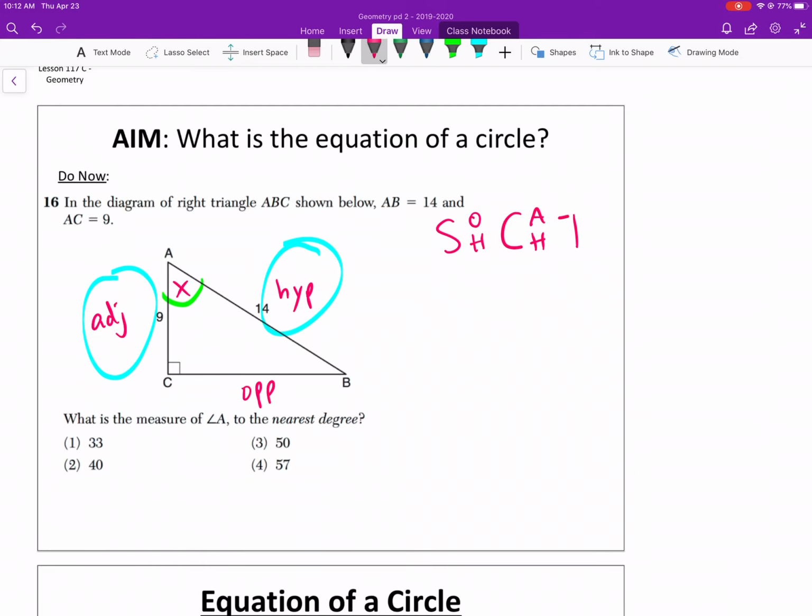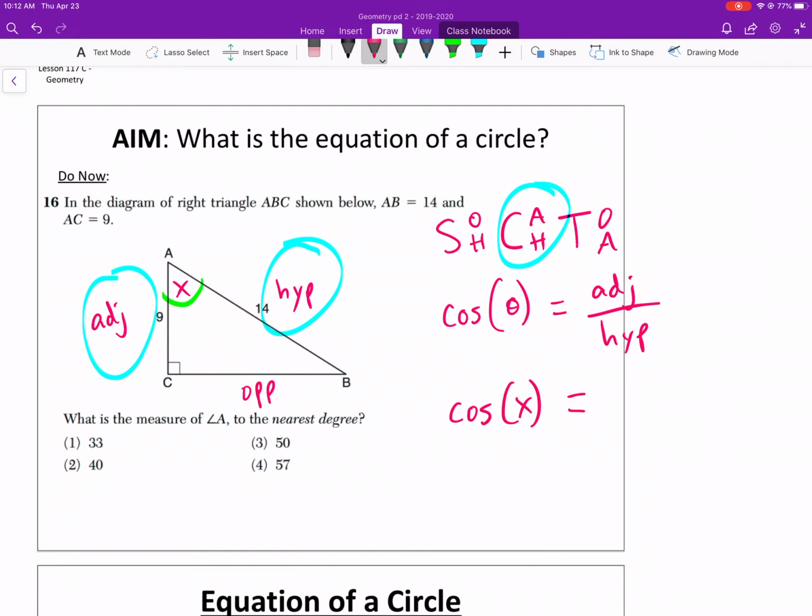So remember, we use SOHCAHTOA. Adjacent and hypotenuse tells us we're using cosine. So your setup, let's just write our setup first. Cosine of theta is equal to the adjacent side over the hypotenuse. And now let's substitute. Cosine of x is equal to 9 over 14.